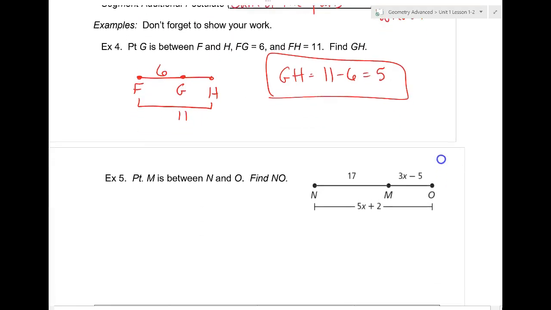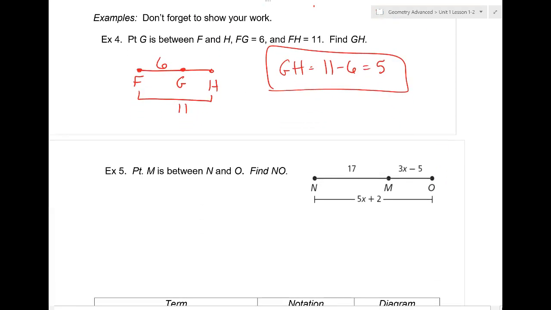All right, look at the next one. It's example 5. Point M is between N and O. Oh, look, I was nice this time. I gave you a diagram. It says find the length of segment NO. So I want the big segment. Okay, so there has to be some way that I can find the length of the whole thing.